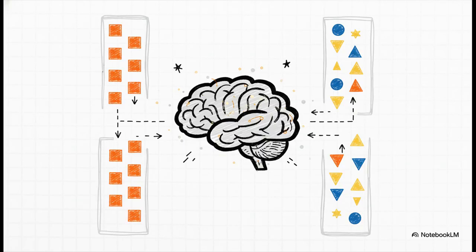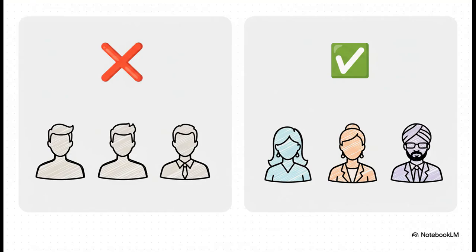Okay, on to technique number 2. This one is all about showing, not just telling. Remember how we said the AI is a pattern matching machine? Well, if you give it a biased pattern, you're going to get a biased result back. It's that simple. So the fix is, we have to deliberately give it better, more diverse patterns to copy. This is a perfect example of what I mean.